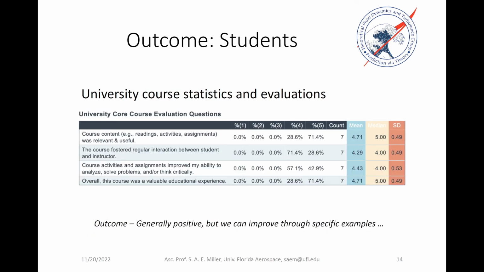Student outcomes is important to measure when developing new classes, and we use the university's statistics and evaluation system, which is presented at the end of every course. These particular questions were course-based questions, and it's on a 1 to 5 basis, where the students are divided into bins, 1 to 5. 5 is the best rating and 1 is the lowest. So most students gave us most counts in 4 or 5, which is positive.